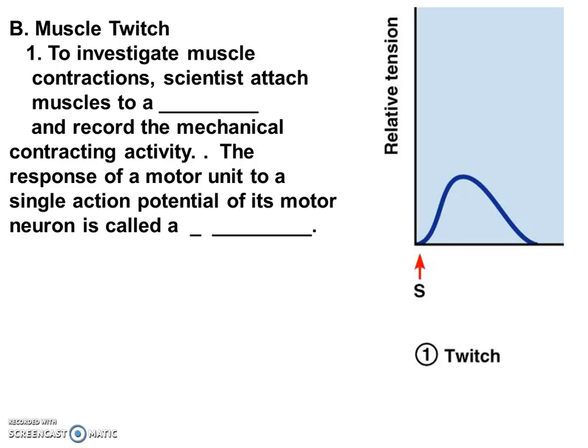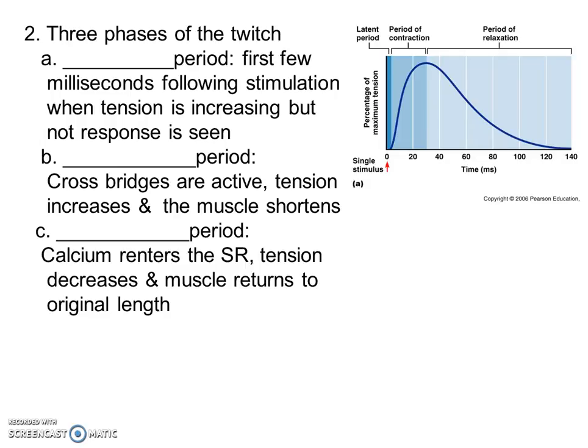So let's look at how we can study the muscle contraction of a whole muscle by looking at a fiber. To investigate muscle contraction, scientists attach muscles to a myograph and record the mechanical contracting activity. The response of a motor unit to a single action potential of its motor neuron is called a twitch. So if I excite just one neuron and I'm seeing how it affects one muscle fiber, that's called a twitch.